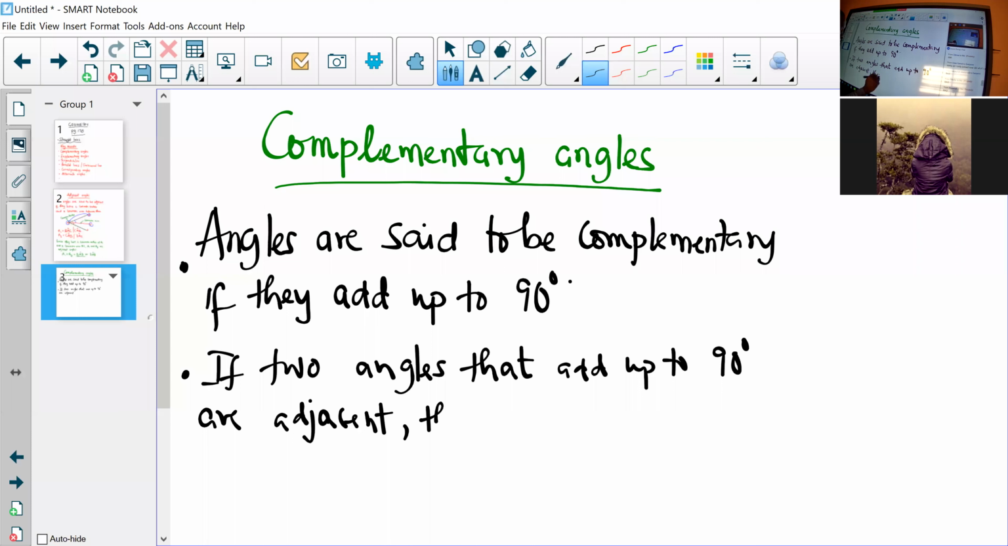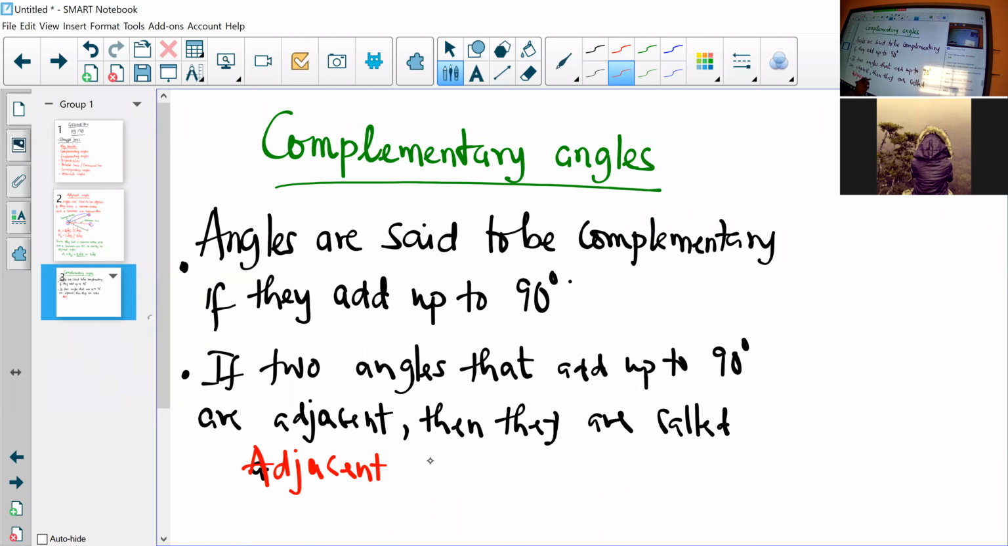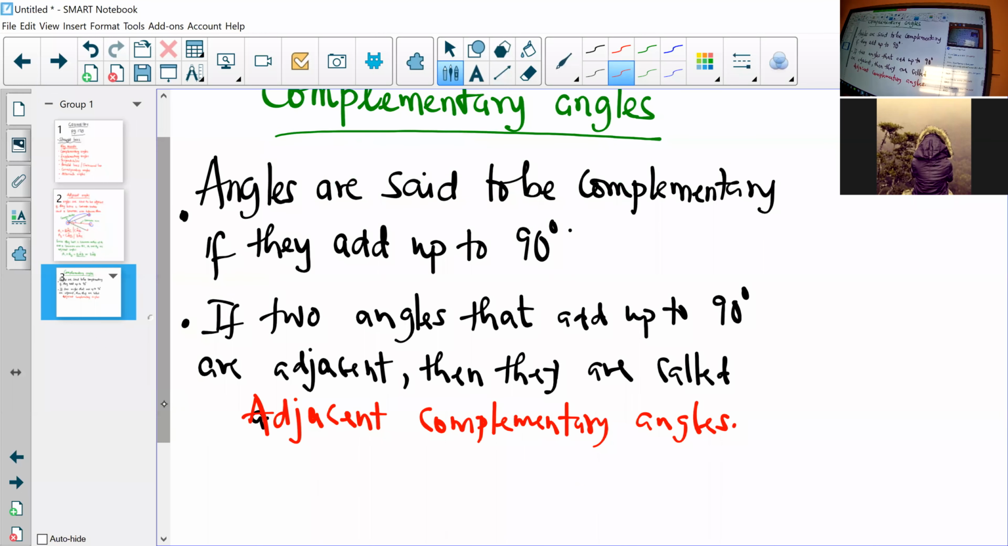then they are called adjacent complementary angles. So it's not just that they add up to 90, but they are then adjacent to one another. Adjacent complementary angles. All right, I'll give you a second to quickly write that.